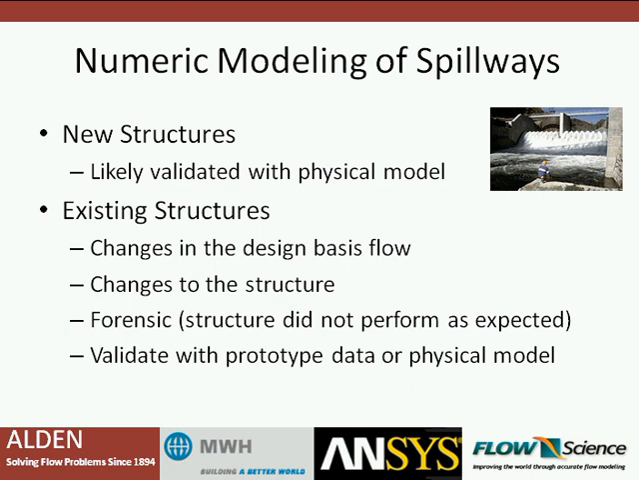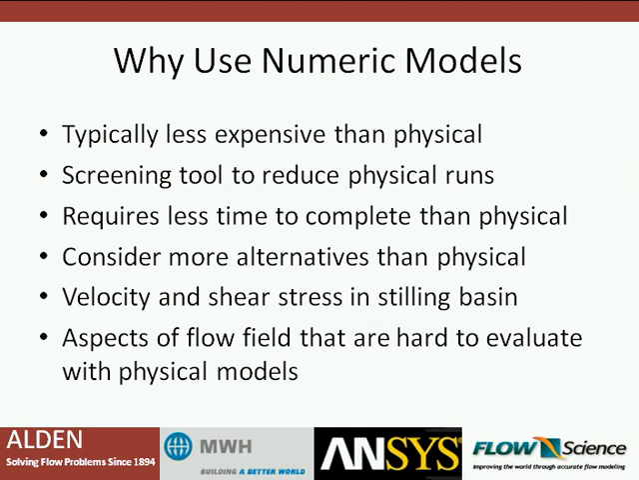Then we went back and used CFD to try to reconstruct what happened and why a particular spillway may have failed the way that it did. And then, of course, the next step after you figure out why it failed is to make the necessary improvements. In each of those cases, we try to validate our CFD models either with prototype data, if it's an existing structure, or the physical model from before that prototype was built. And I'll show you an example of that where we went back and used an original model study to validate a numeric model.